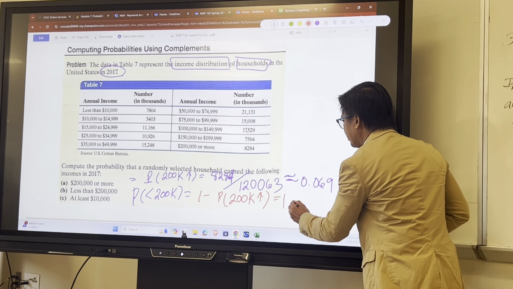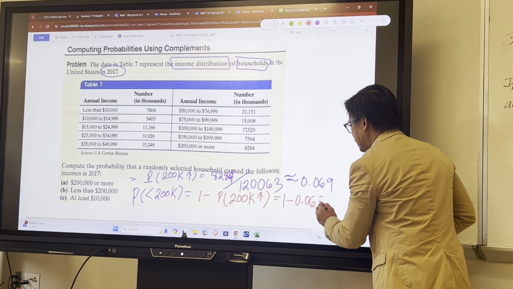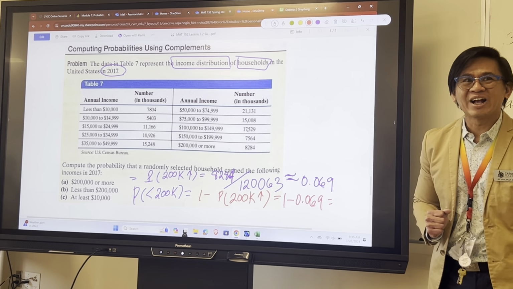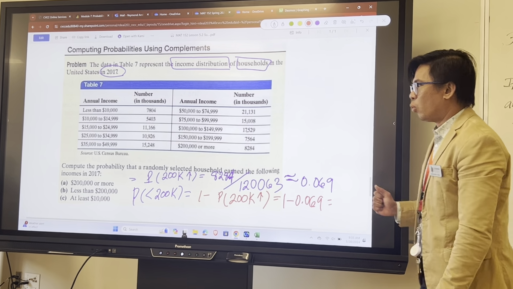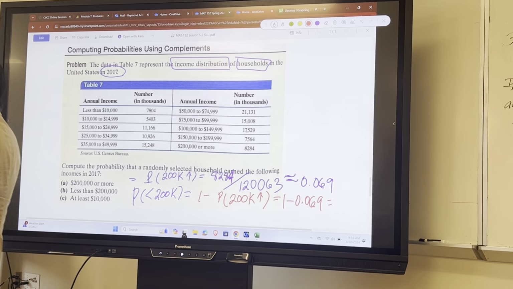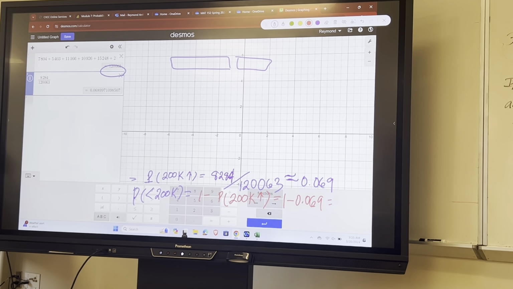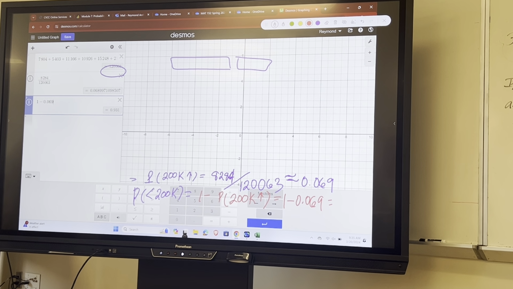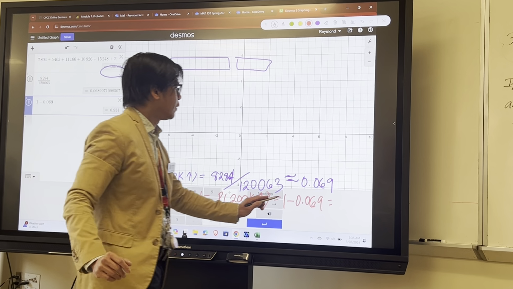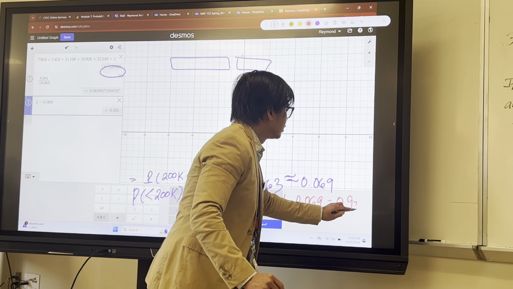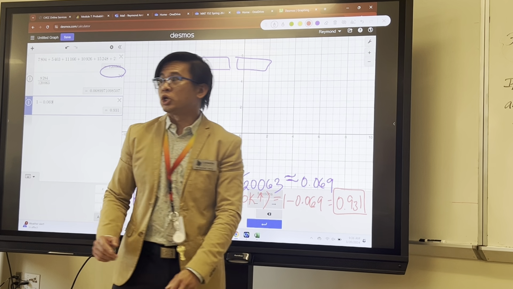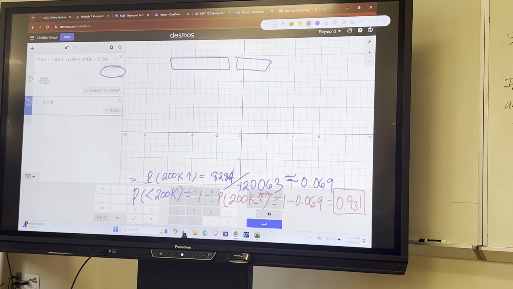What will be your answer? 1 minus 0.069. Questions? Okay. And what's that going to be? 1 minus 0.069 will be how much? Well, a while ago we said 7%. So something like 93%. Okay, well, let's see. 1 minus 0.069. Okay, that's 93%. So I'll put in here 0.931.